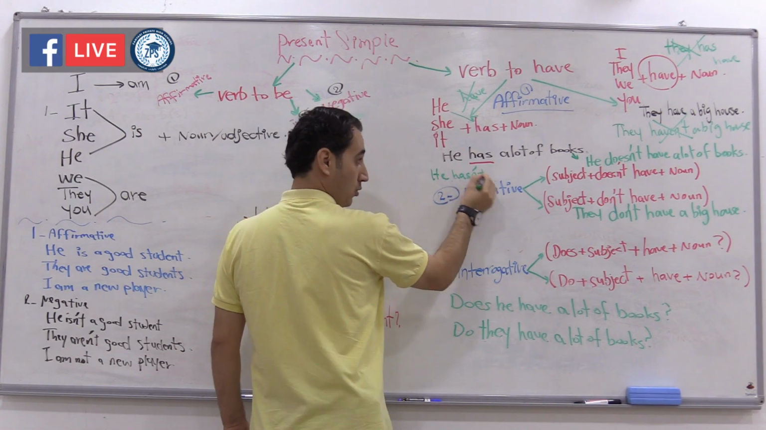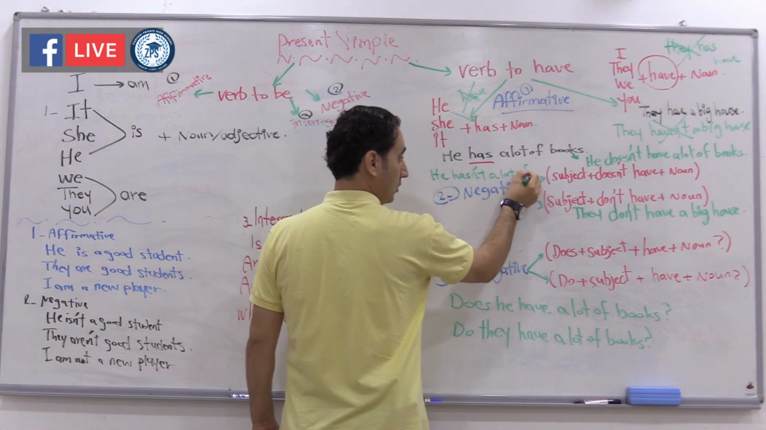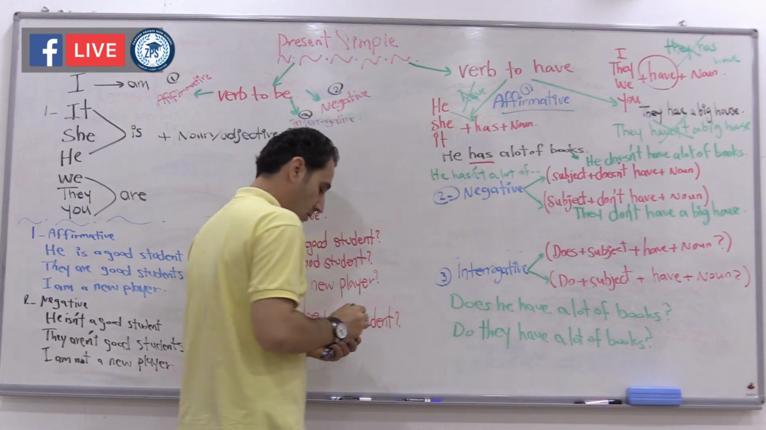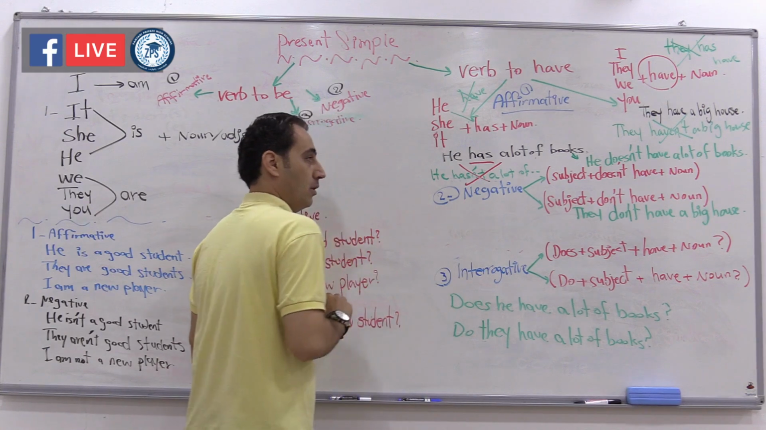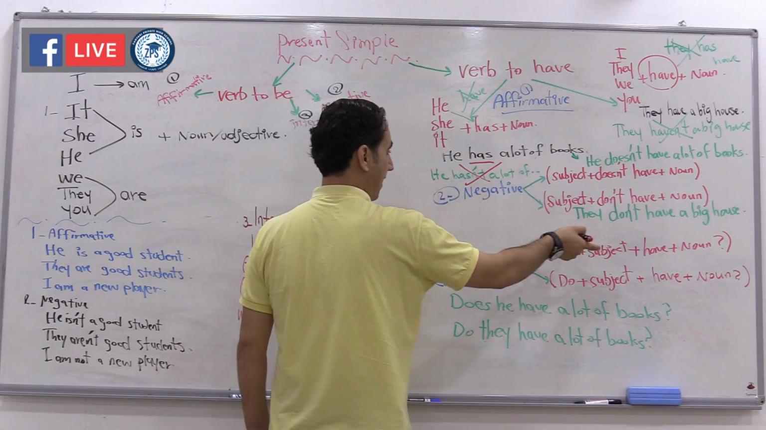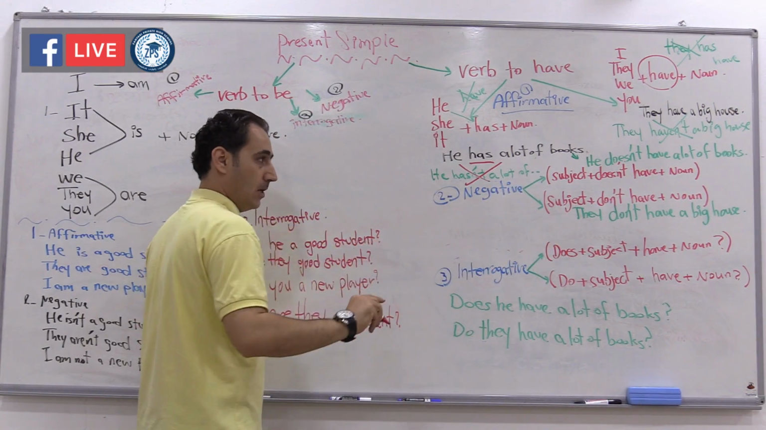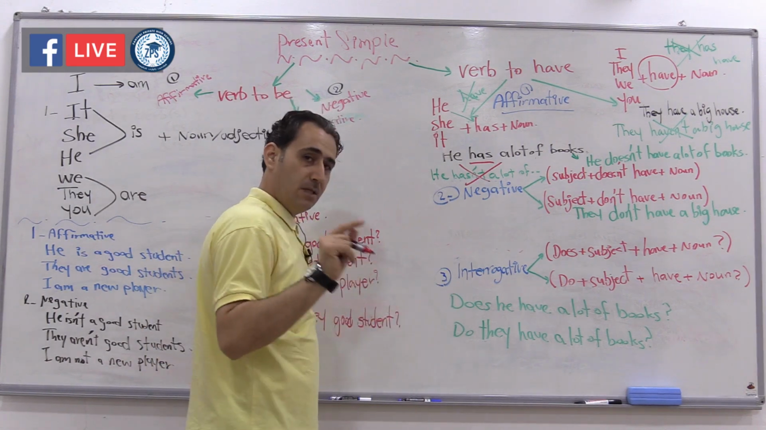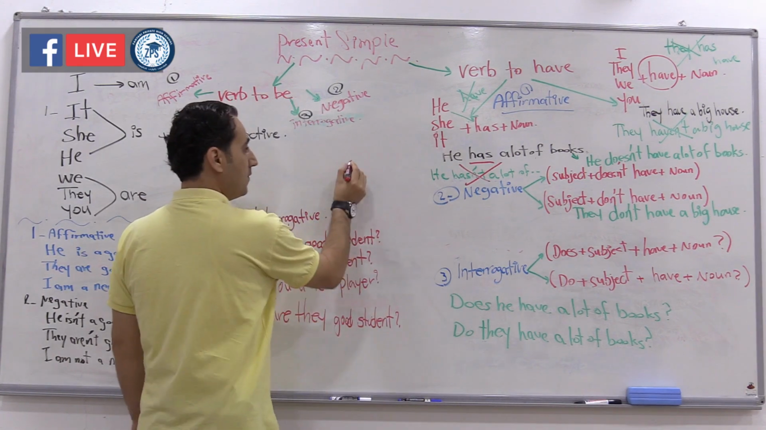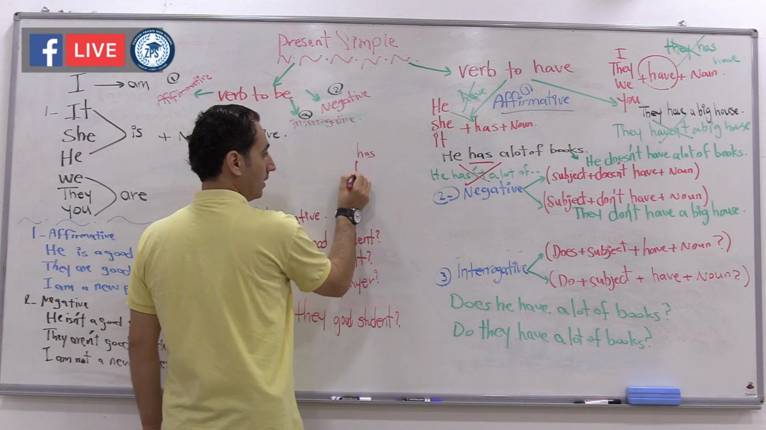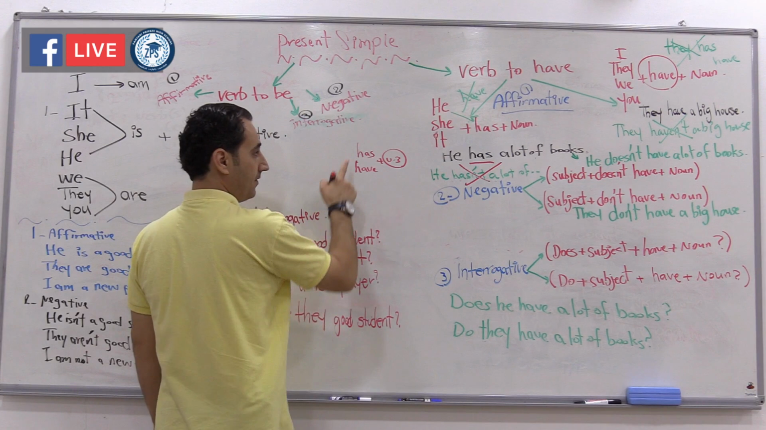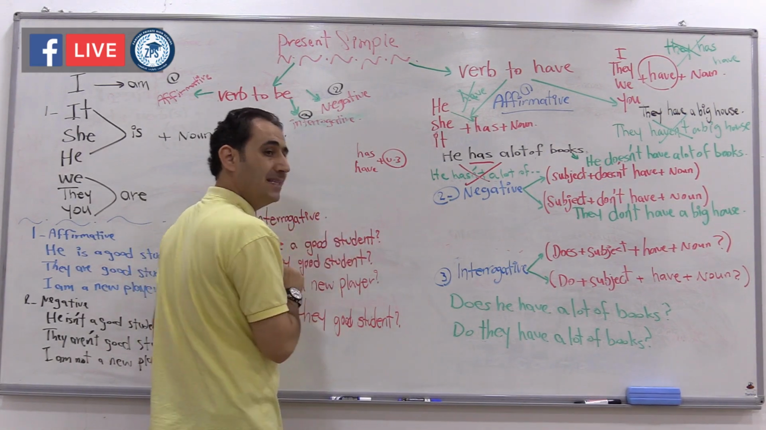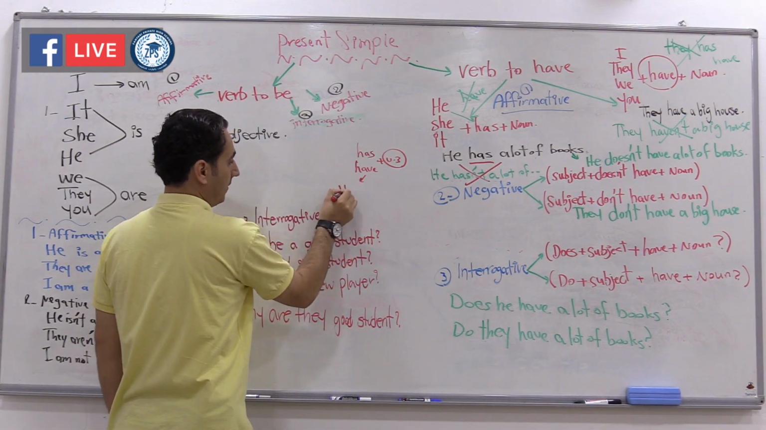hasn't. Is that true? He hasn't a lot of books? No, very good. Bravo. No, it's not true. We should say he doesn't have. Okay? So just let me tell you something. If you find verb 3 after has and have, it means that they are helping verbs.